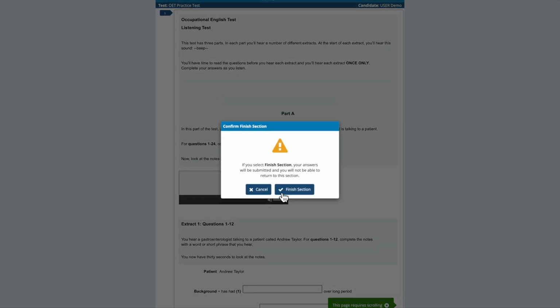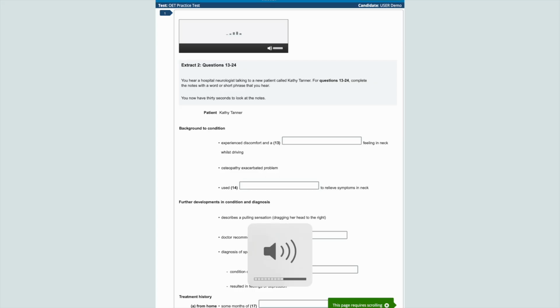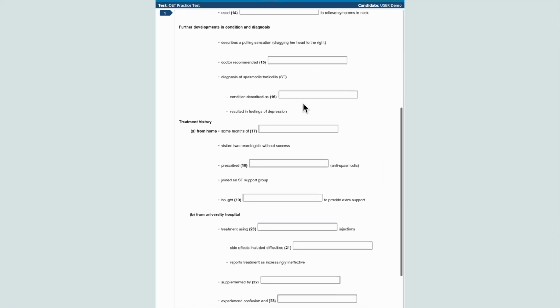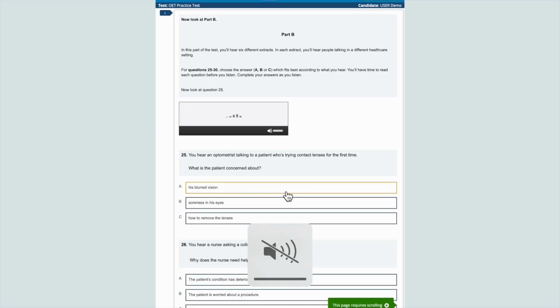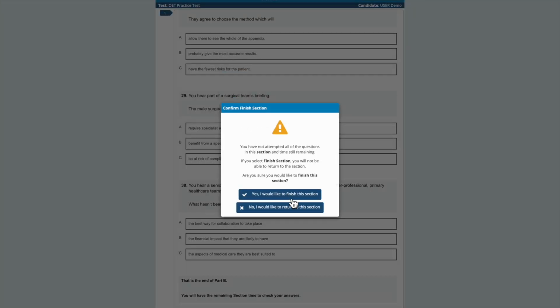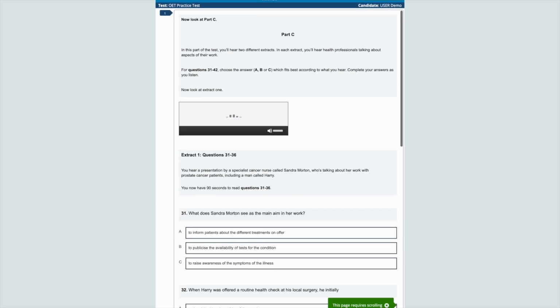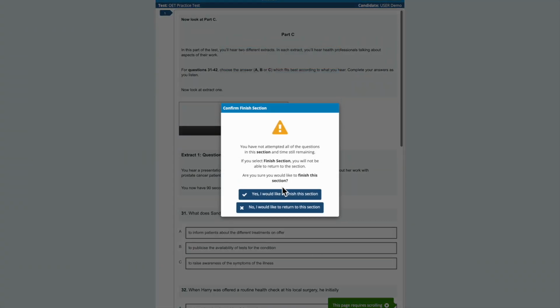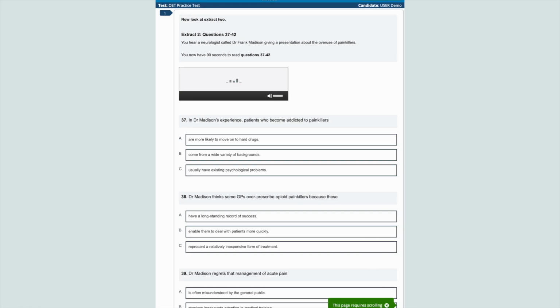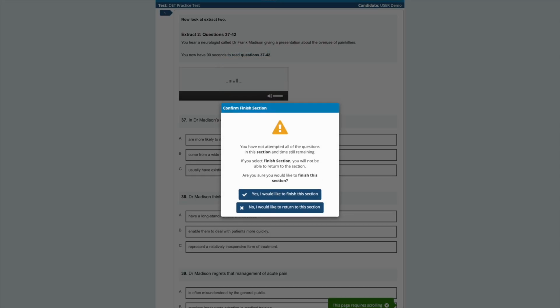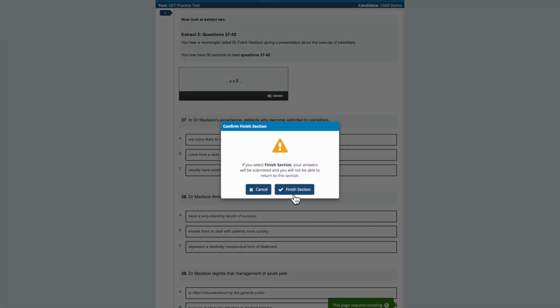Occupational English Test. Sample test 2. Listening test. It's 13 to 24. You hear a hospital neurologist talking to a new patient called Kathy Tanner. For questions 13 to 24, B. I'm just skipping through, but please make sure you go through everything to familiarize yourself, which you will as you get closer to the exam.